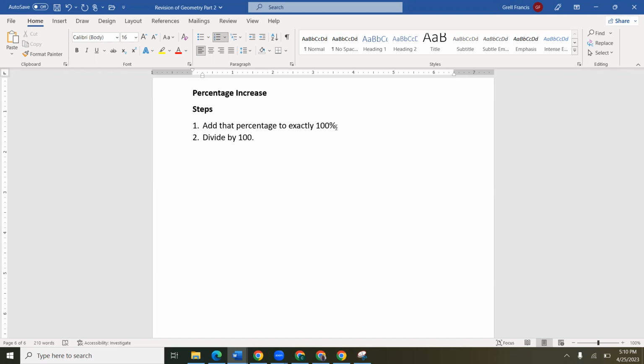Okay? And when you divide by 100 now, best I say, convert to a decimal. Convert to a decimal. Okay? And divide by 100. And the next step now is to multiply that decimal to the original value.